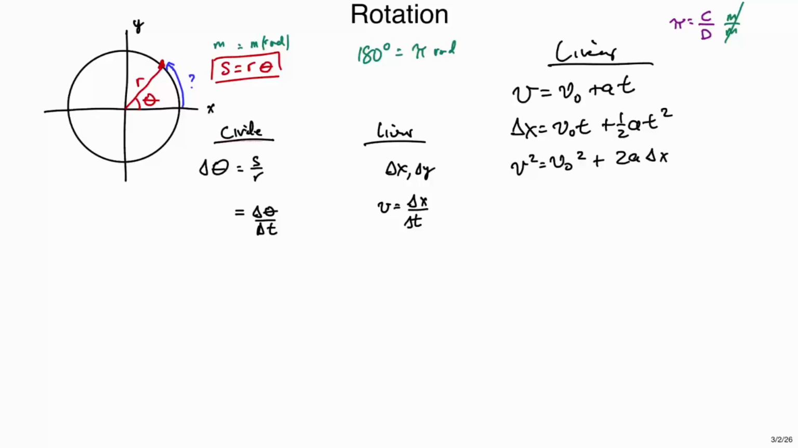Okay, and now we need a symbol for it. We need a way to symbolically represent what this thing is. In linear terms, we used v for velocity. What are we going to use for angular velocity? That right there is an omega.